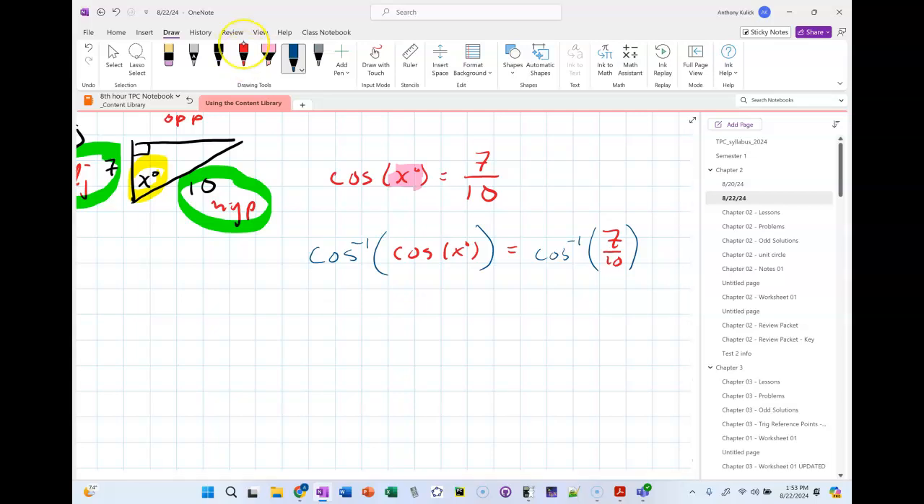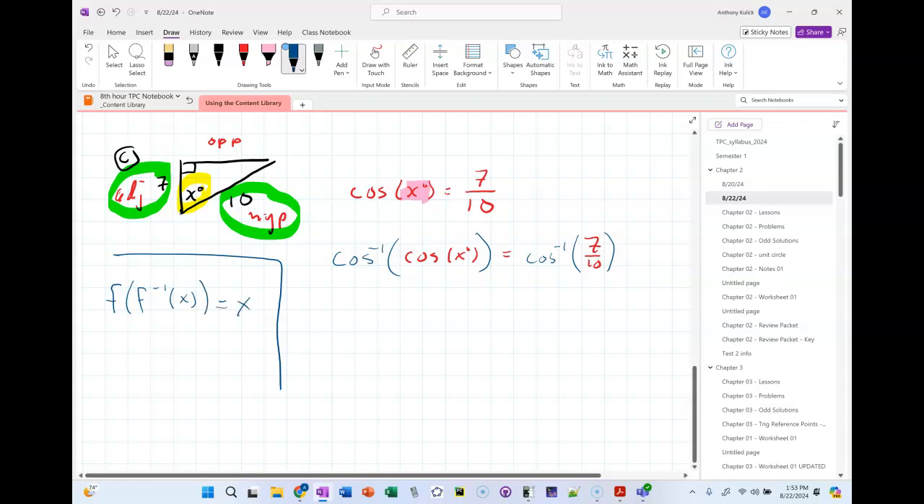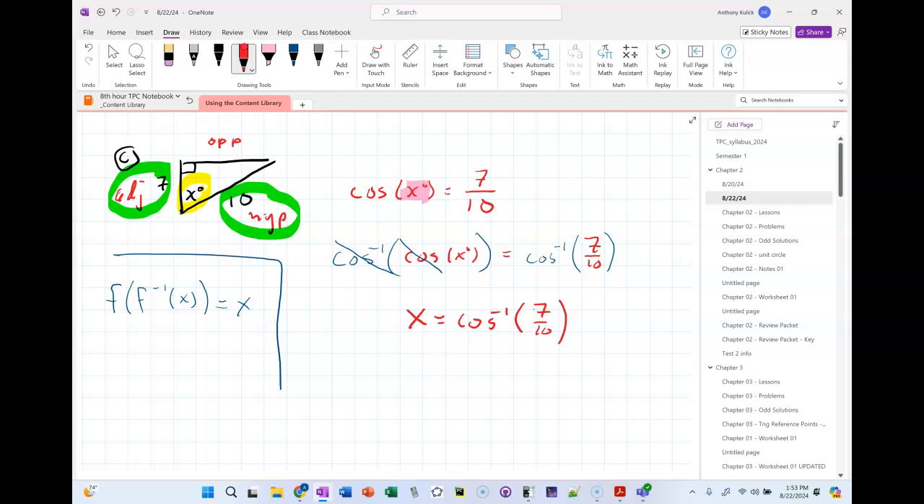And then I remember from my Algebra 2 class, when I composed two functions that are inverses, they cancel out and leave just the argument, right? You recognize that formula from Algebra 2 when you dealt with inverses? Yep. Maybe, maybe not, but that's just telling us that cosine inverse will cancel out cosine. So far, so good. Okay.